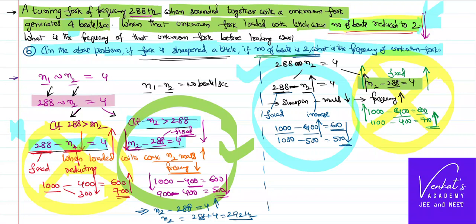So what we can say in this? 288 minus N2 is 4 is the correct answer. So N2 is 288 minus 4, 284 Hz is the answer, right? Be careful in solving this kind of questions. These are very important and very simple, and they need a simple logic to understand.